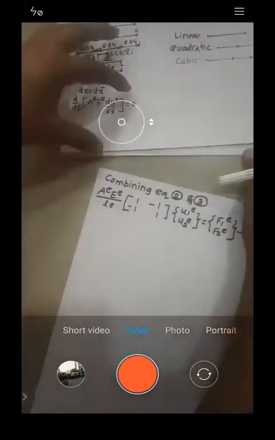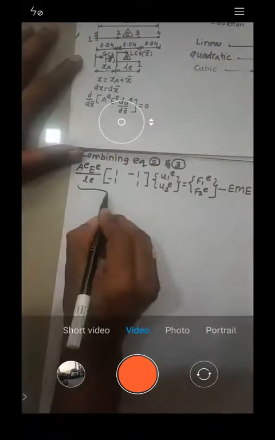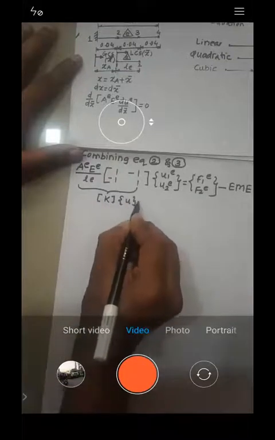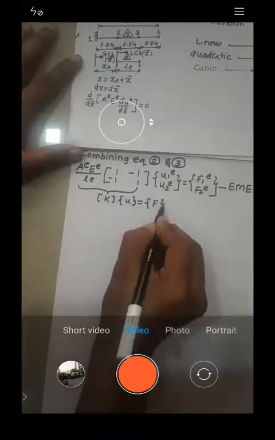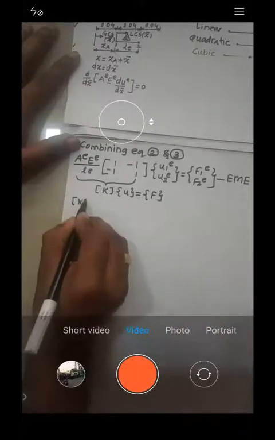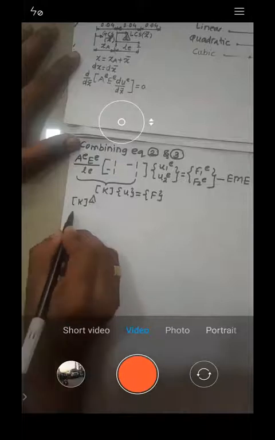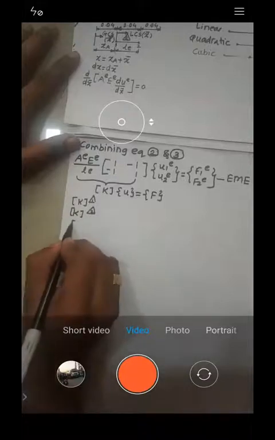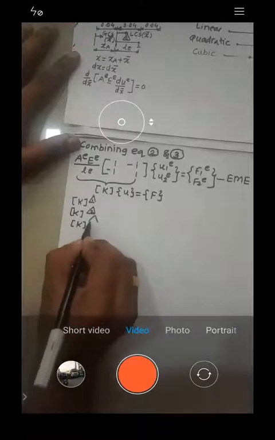After that, what is the next step? I'm not going to repeat it now, because you already know this. See, this particular matrix is called the stiffness matrix, right? Stiffness matrix into displacement is given by force. Is it okay? So what we will do? We will calculate the stiffness matrix for element number 1, for element number 2, and for element number 3. Is it okay?